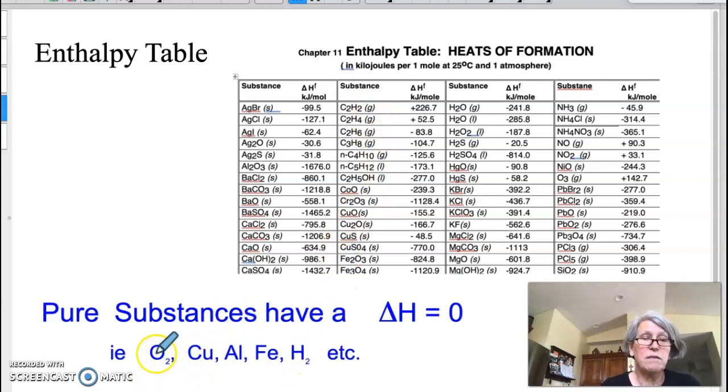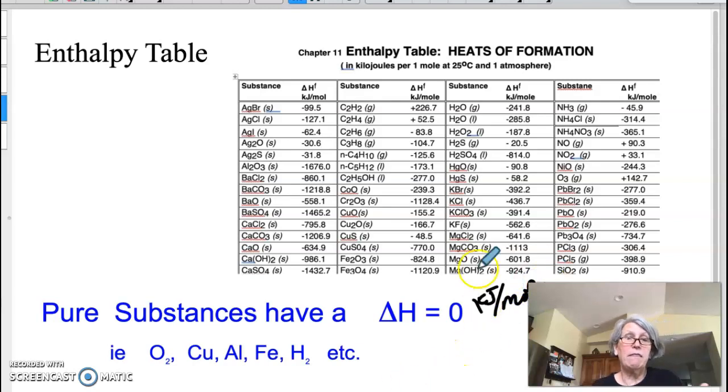But pure elements like pure oxygen, pure copper, pure aluminum, pure iron, pure hydrogen, any of the diatomics like chlorine and fluorine and iodine, even though they're diatomic, they all will have a delta H of 0 kilojoules per mole. Okay, so if it's a pure element, it's not on your front page, but just know that it's a 0.